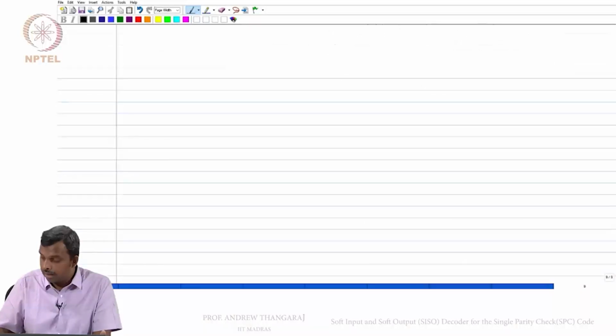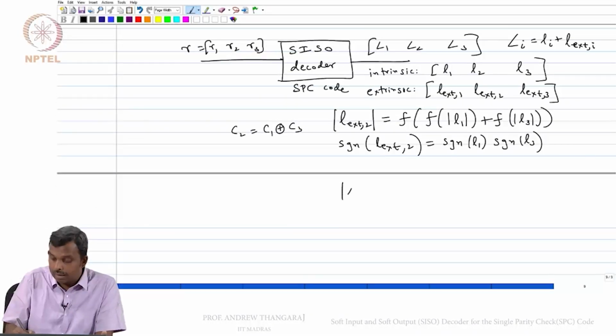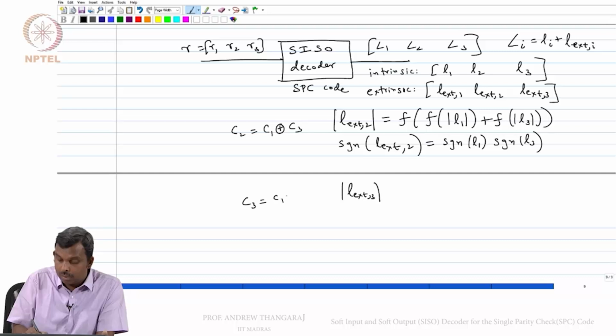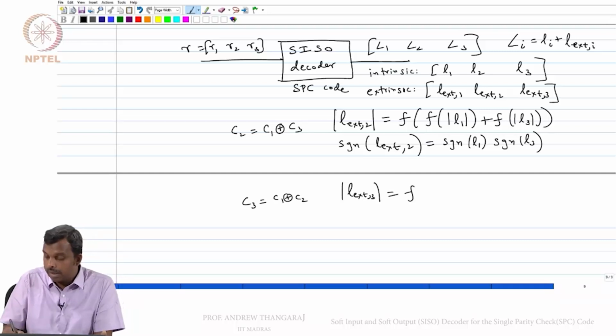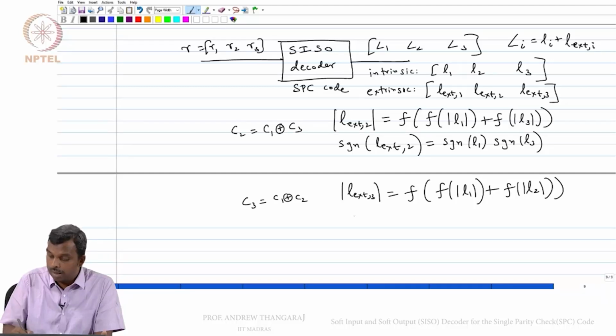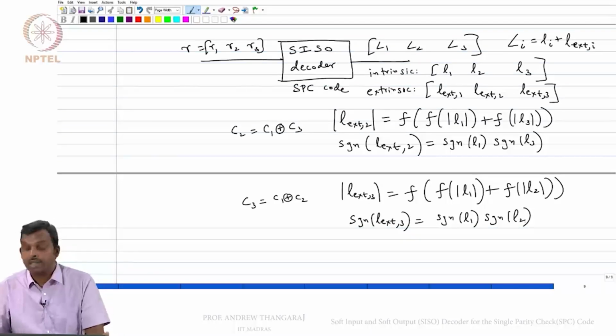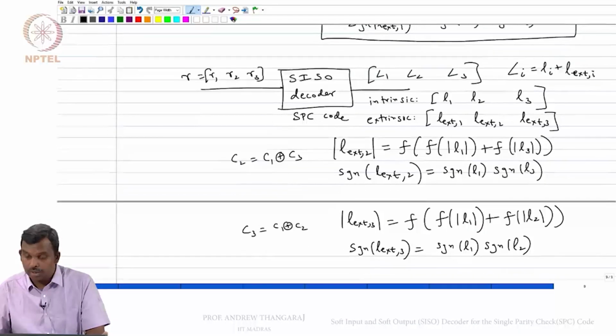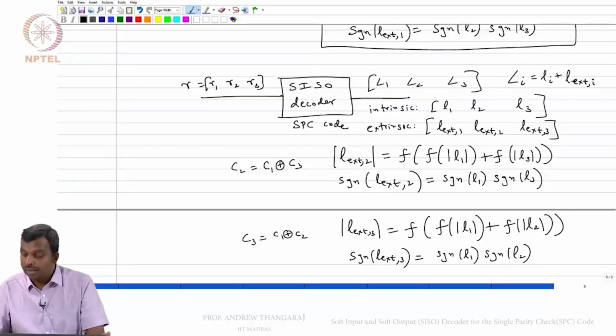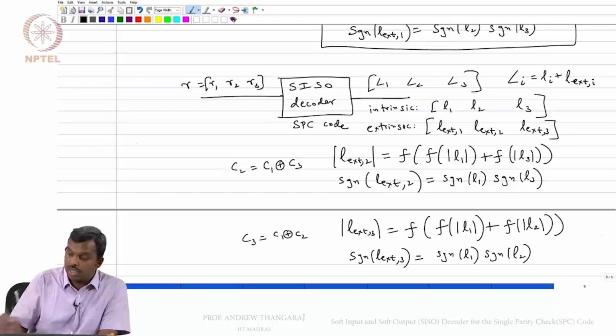And then let us look at Lx3, which comes from C3 equals C1 XOR C2. Here again f of absolute value of L1 plus f of absolute value of L2, and then sign of Lx3 equals sign of L1 times sign of L2. So, this is how it works. There are 3 values to compute here, the soft outputs L1, L2 and L3, and you need this function f. Once again, let me remind you what this function f is.